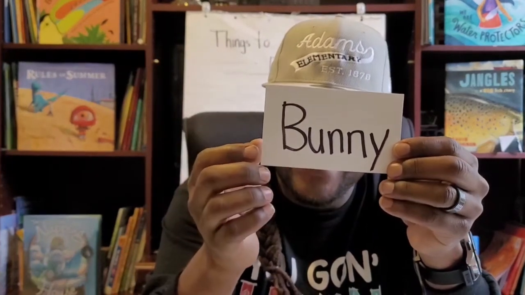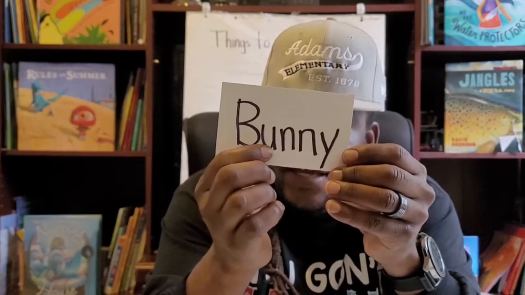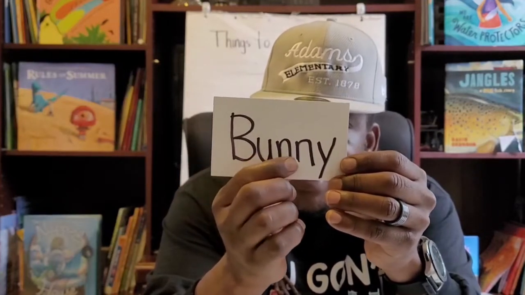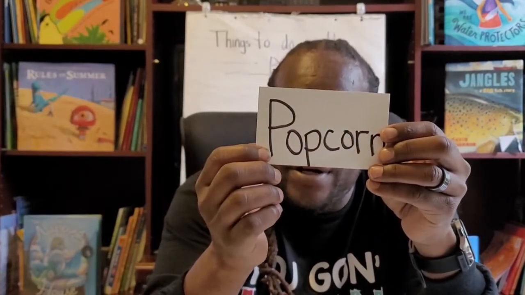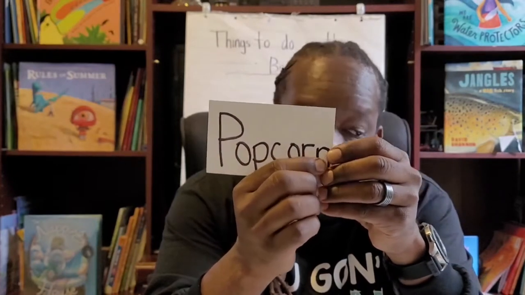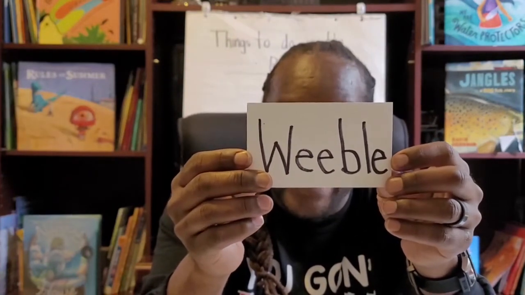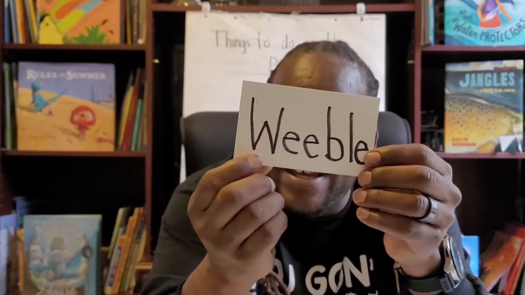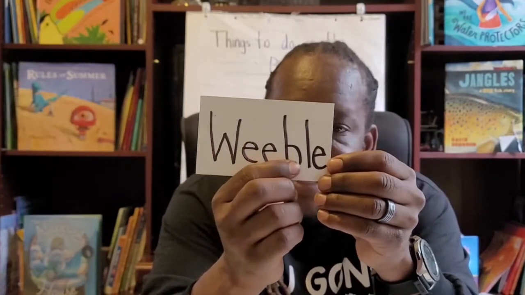And whose name is this? Bunny. Hi, Bunny. What letter is this? A B. What letter is this? A Y. Let's spell Bunny. B-U-N-N-Y, B-U-N-N-Y. And let me take my hat off. Sorry. And whose name is this? Popcorn. Let's spell popcorn. P-O-P-C-O-R-N, P-O-P-C-O-R-N. Hi, Popcorn. And whose camp name is this? Weeble. I like that. What letter is this? An E? What letter is this? A capital W. Let's spell Weeble. W-E-E-B-L-E, W-E-E-B-L-E.